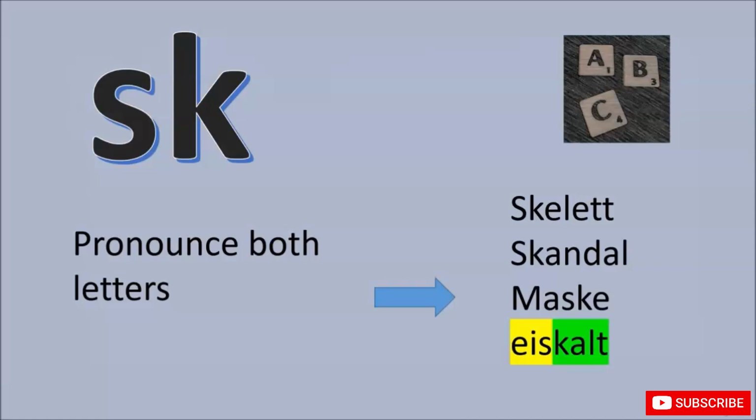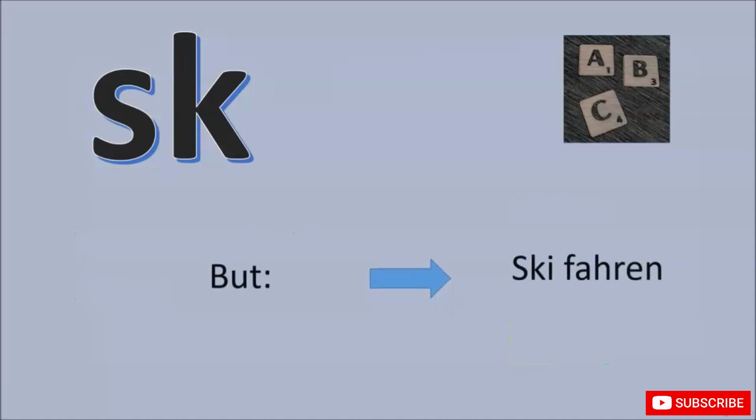Skelett, Skandal, Maske. A bit more pronounced is if it's again a compound word, in this case, which consists of two words. The first one is ice and the second one is kalt. So here we pronounce them really separately. Eis, kalt, not eiskalt. Eis, kalt, in comparison to Skelett or Maske. But, there's one but, it's not skifahren, although you may hear people say it sometimes, it's Skifahren. So, one exception, Skifahren.